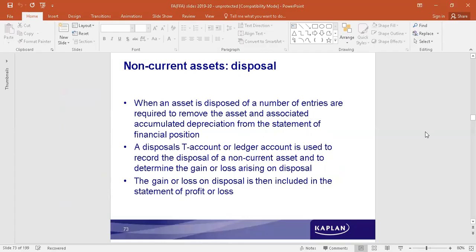On disposal, so on sale of the asset, when the asset is sold, the asset would be going out and then cash or the receivables will be coming in. So when the asset is disposed, a number of entries are required to remove the asset and associated depreciation. So there is a T account that is prepared. We would have it like this.